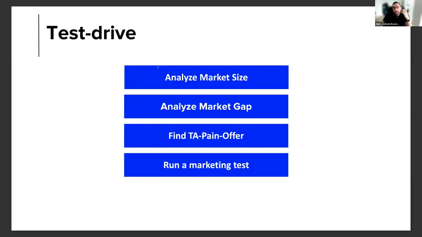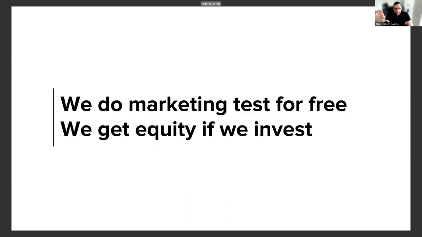And then what is a test drive? What we do? We basically analyze market size, we analyze market gap really deep. Then we do custdev if it's needed. So we find target audience, pain, and offer connection. And then we run a marketing test. So this is what we do during the test drive.